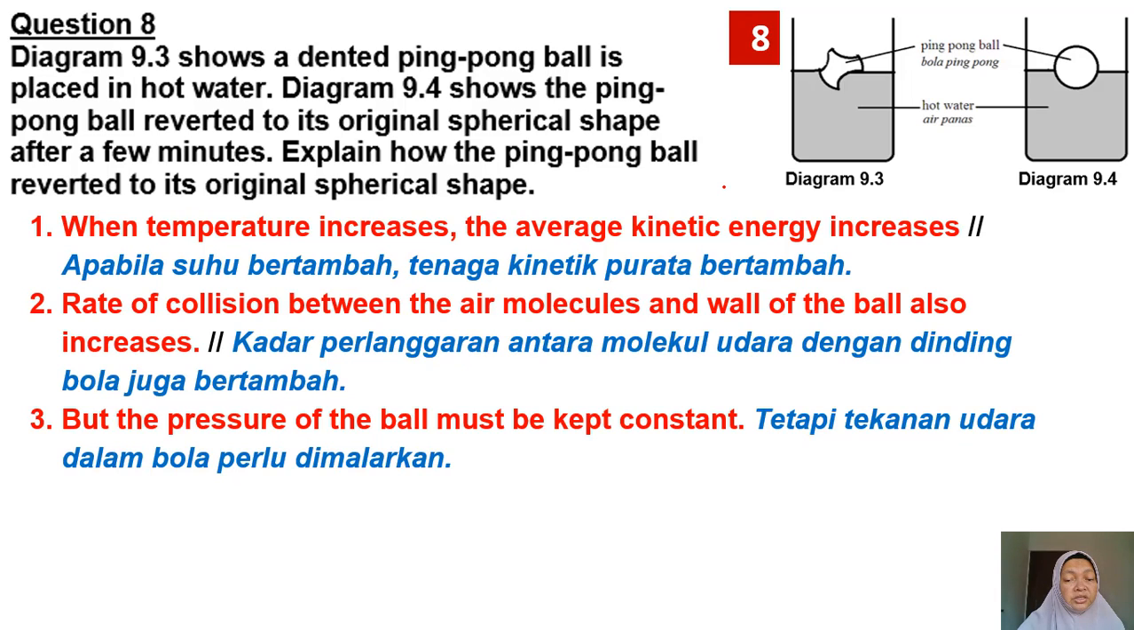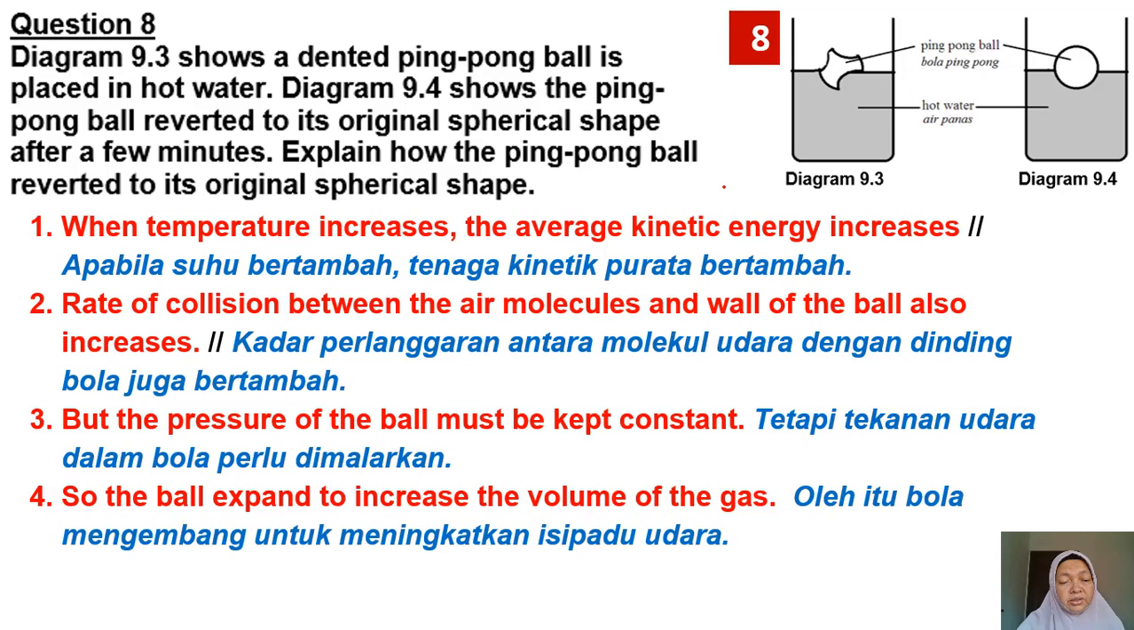Jadi, in this case, the pressure must be kept constant, tapi tekanan udara dalam perlu dimalarkan kerana kita nakkan kadar perlanggaran sama. Jadi apa yang berlaku ialah the ball expands to increase the volume of the gas. So bola mengembang untuk meningkatkan isi padu udara. So akibatnya bola akan kembali kepada bentuk asalnya. So ini adalah hukum Charles. Okey, kita berhenti dulu di sini untuk kemahiran ataupun skill kefahaman or understanding.